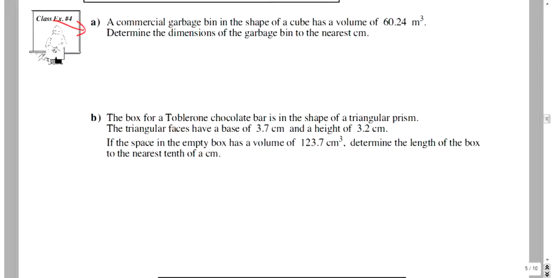Page 169. A commercial garbage bin in the shape of a cube, a special rectangular prism. If it helps, guys, draw it. Okay? A picture is worth 1,000 words. It has a volume of 60.24 cubic meters, or meters cubed. What are the dimensions?